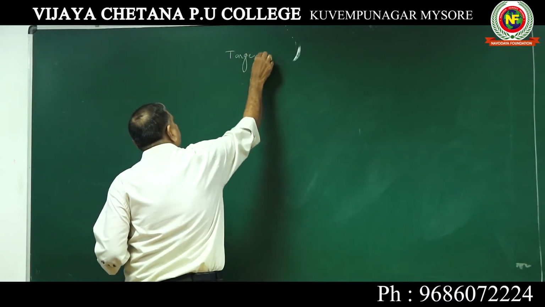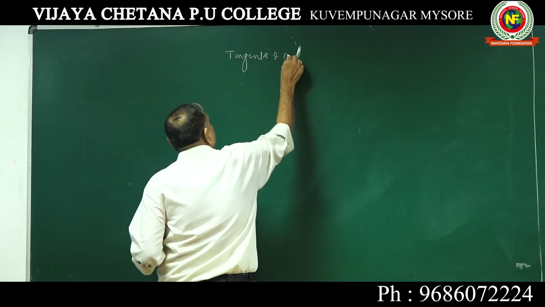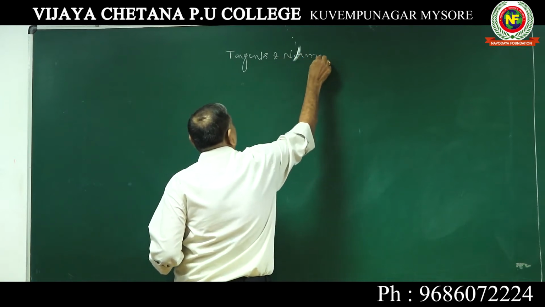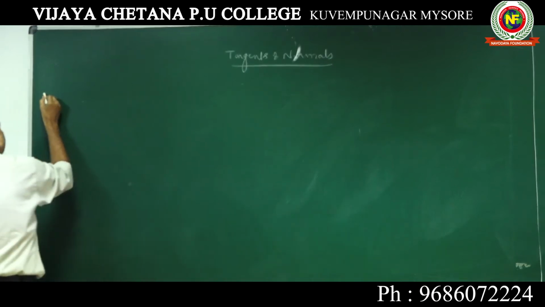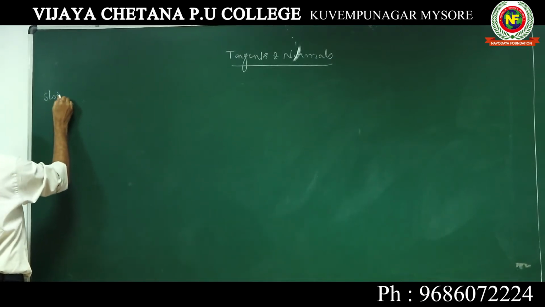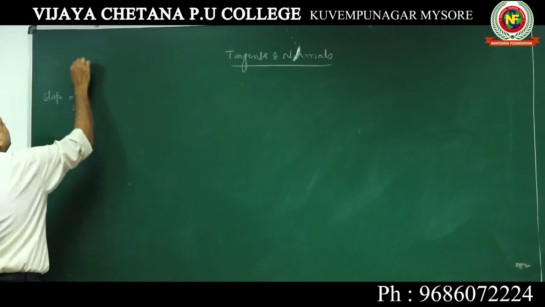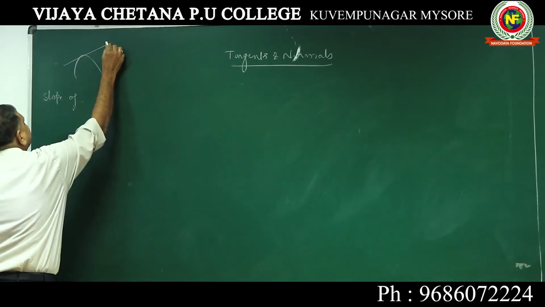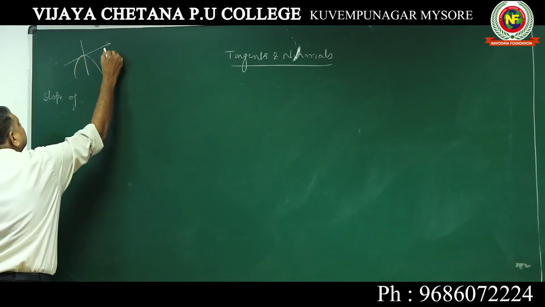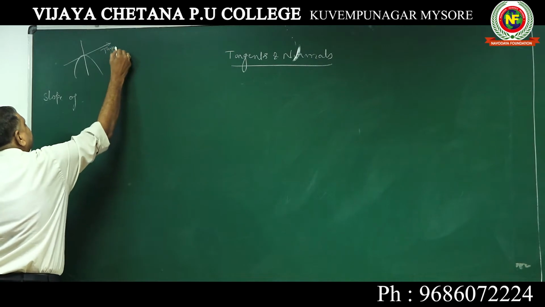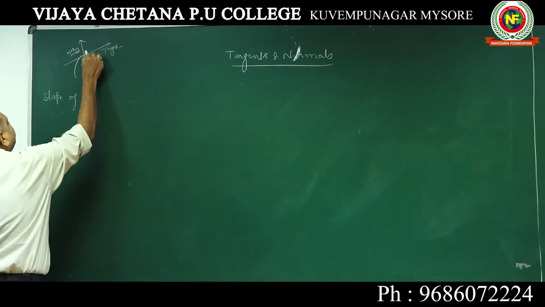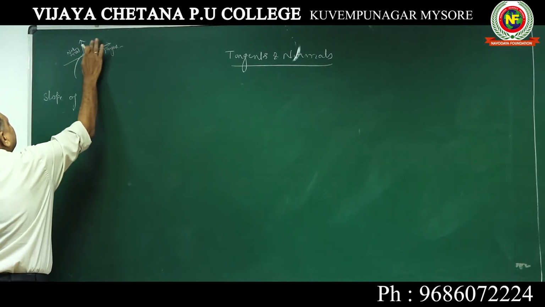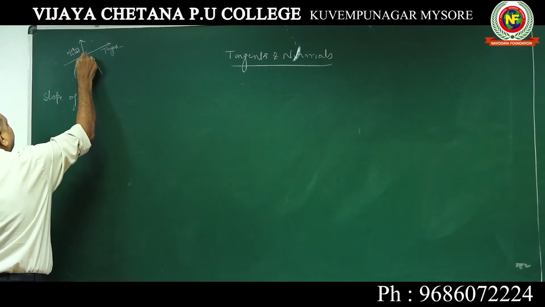I think yesterday I gave you tangents and normals. I also gave you what is slope of tangent. Anyway, right here again what I gave yesterday, slope of tangent. I gave you figure also like this. This is tangent line and this is normal. This is normal and this is point of contact. This particular thing P we call it as point of contact.